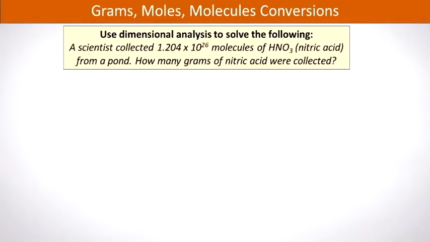Let's consider one other problem. A scientist collected 2.423 times 10 to the 19 molecules of nitric acid from a pond. How many grams of nitric acid were collected?